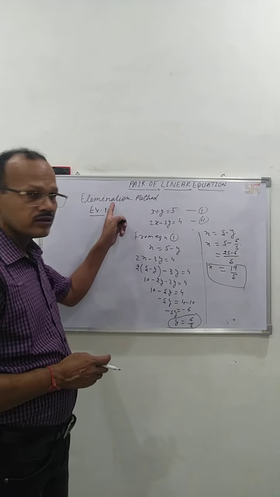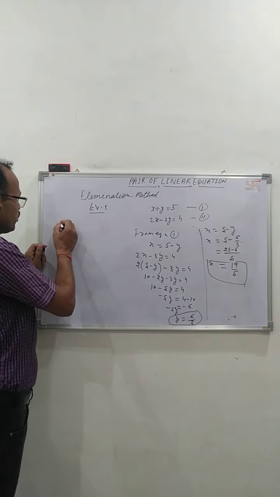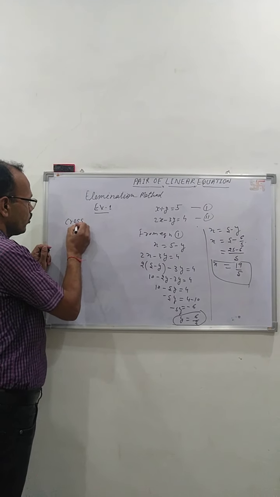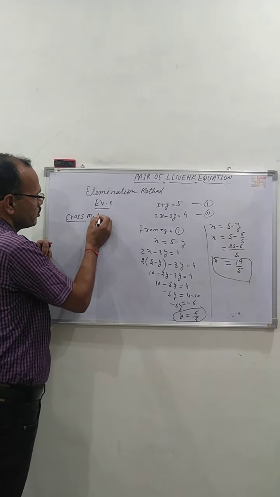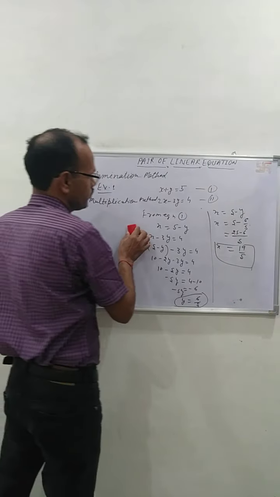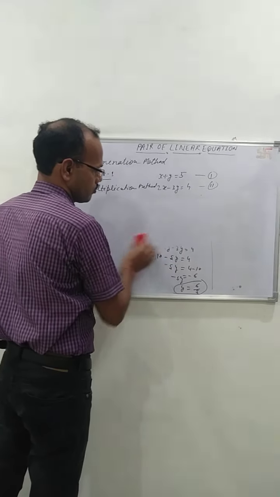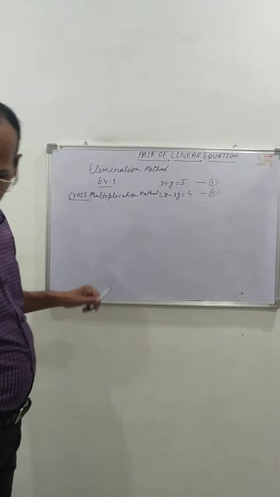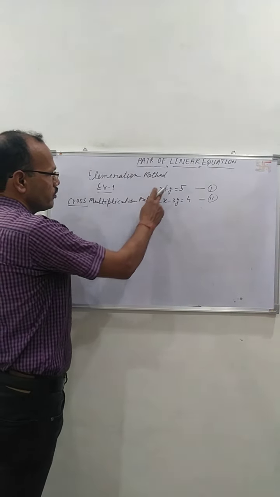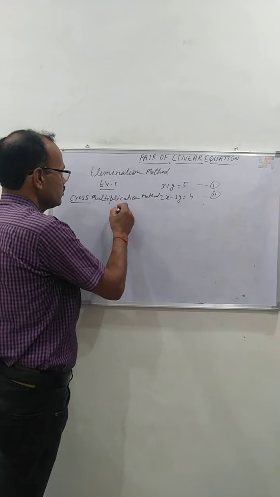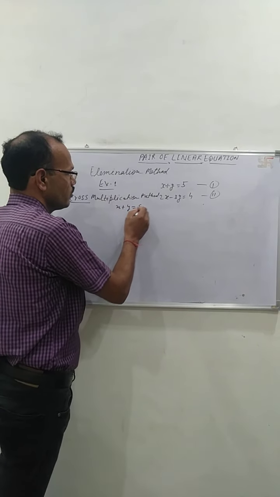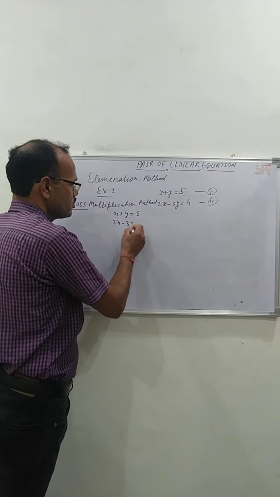The third method is the cross multiplication method. How can we operate it? Please understand it carefully. Again, to describe it, we take the example x plus y is equal to 5 and 2x minus 3y is equal to 4.